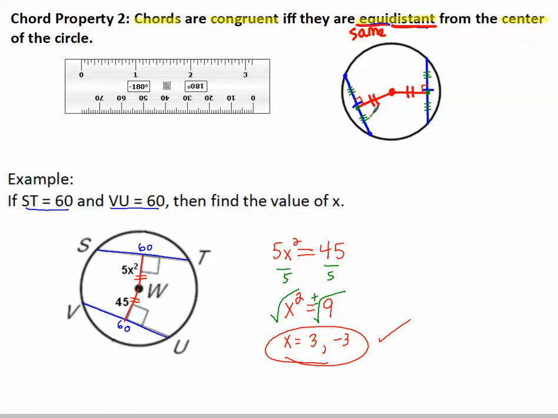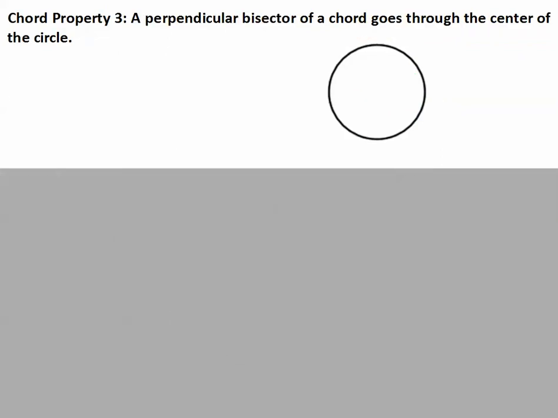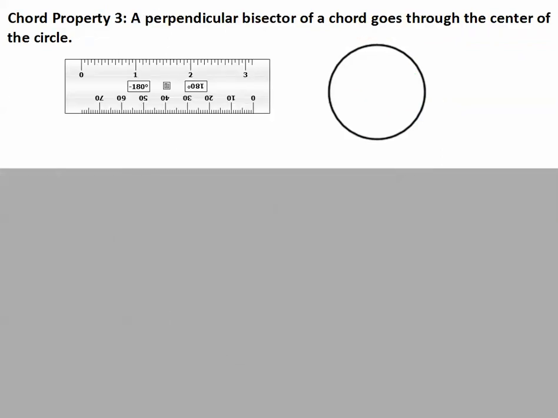So this little piece of the chord is the same as this little piece of the chord. In fact, that's what property 3 tells us. A perpendicular bisector of a chord goes through the center of the circle.